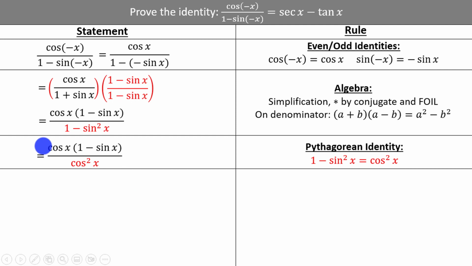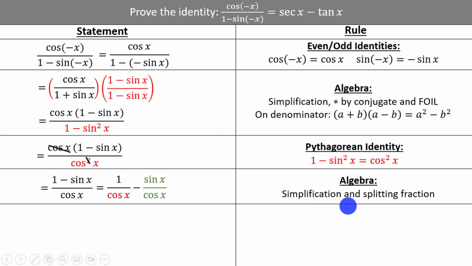At this stage, we have cosine to the first power divided by cosine to the second power. One of the cosines will cancel. We will be left with 1 minus sine of x divided by cosine of x. We can split this into two fractions, 1 over cosine of x minus sine of x divided by cosine of x. We justify this by algebra, simplification, and then splitting the fraction.